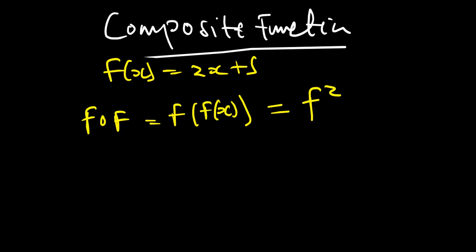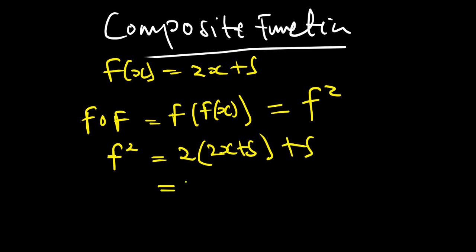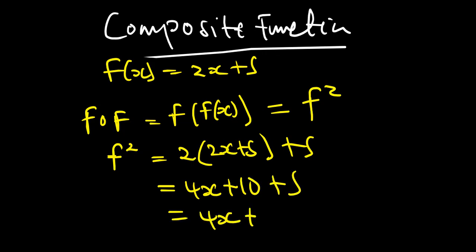Under composite functions, it means you are just finding f of f of x. You are just substituting the f into the f, so it will be 2, and then where there's x we put the function 2x plus 5, and then plus 5. This gives me 4x plus 10 and then plus 5, and my final answer is 4x plus 15. So that will be our f squared, or f of f.